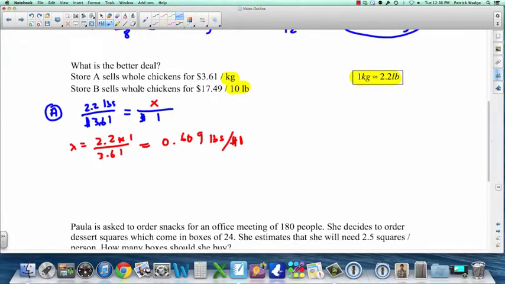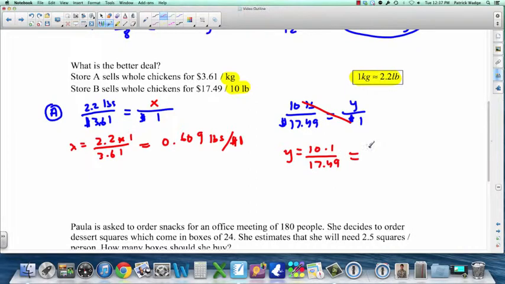Okay, let's do the other one. Have to do it the same way if we did that one that way. So this time we have 10 pounds is worth 17.49, and we want to know how much do you get for $1? So this is my y this time. Y is equal to, cross multiply, 10 times 1 and then divided by 17.49, which is equal to 0.572. And again, it's pounds per dollar. Pounds per dollar, or per $1 if you want.